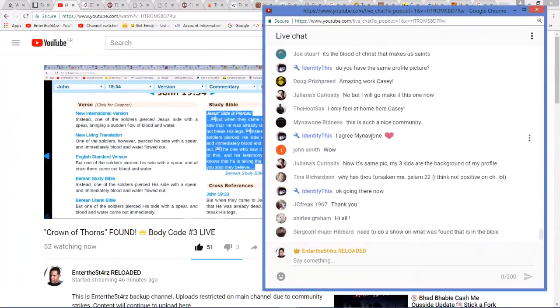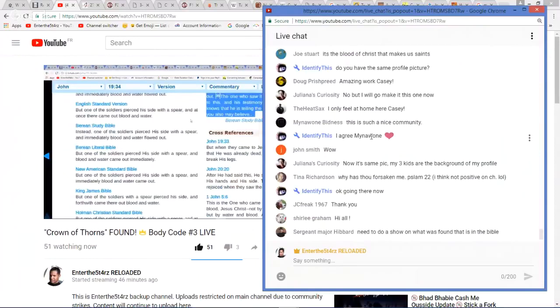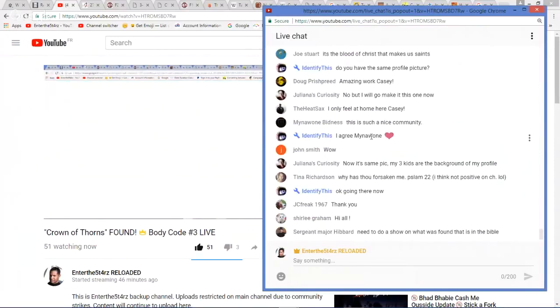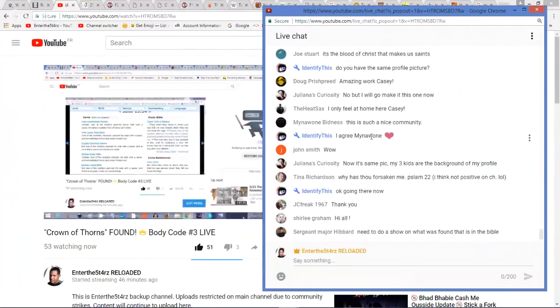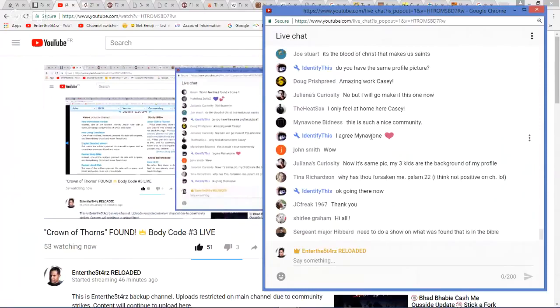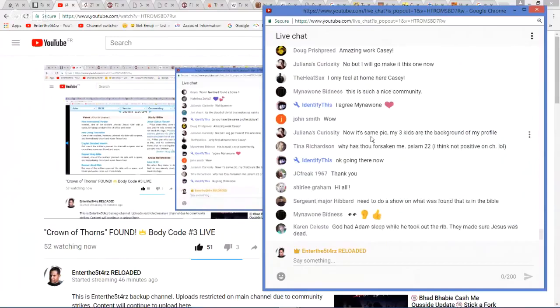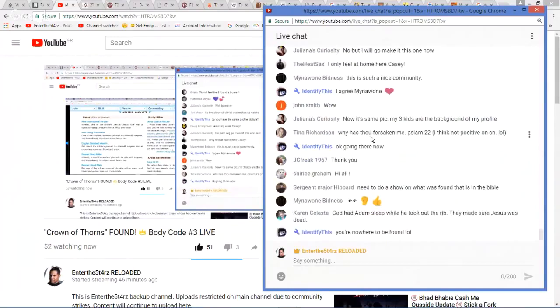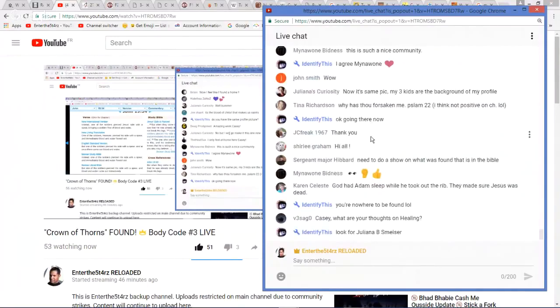Let's see here. Why hast thou forsaken me? Psalm 22, I think, not positive. My God, why have you forsaken me? That's a verse you're talking about. My guess is they probably mistranslated that. The word forsaken probably means something else. They like to throw in shades of doubt as part of the religious experience. That's why there's all the hypocrisy. That's why they get away with what they get away with.